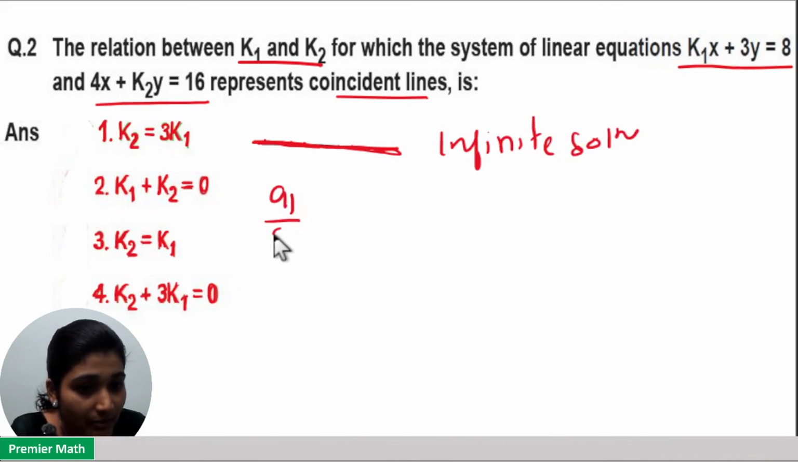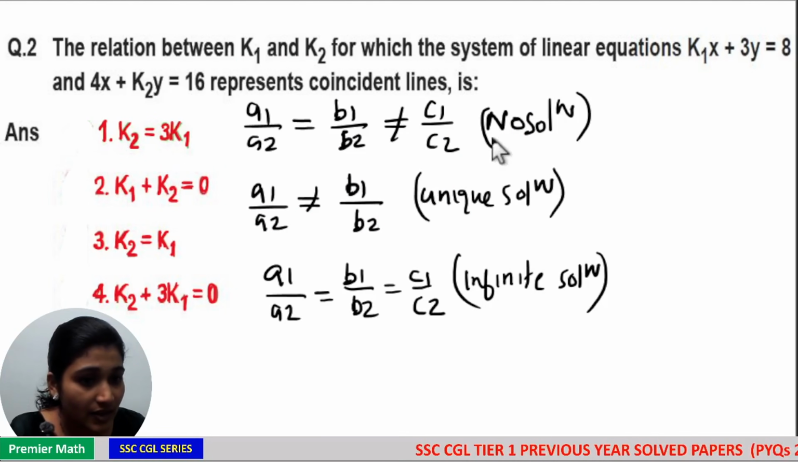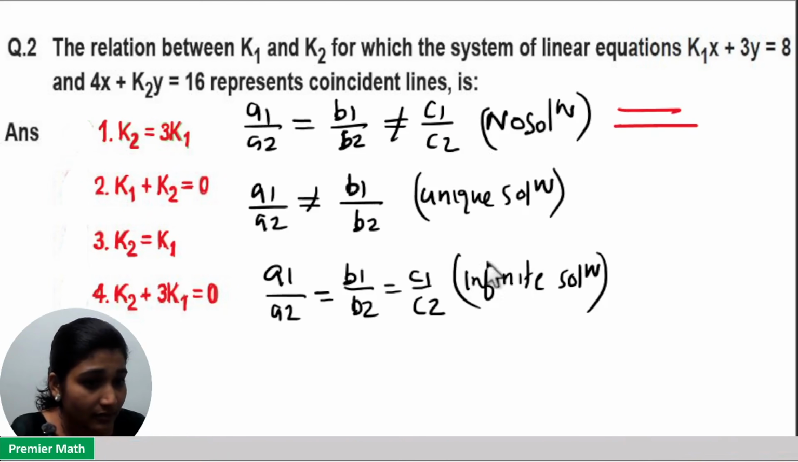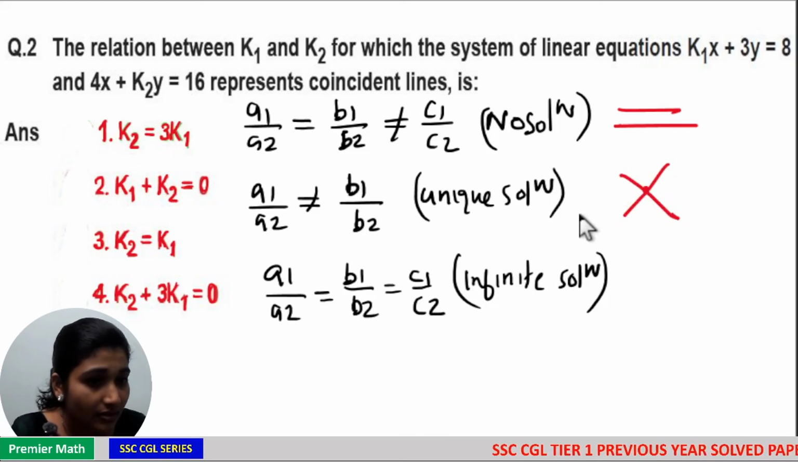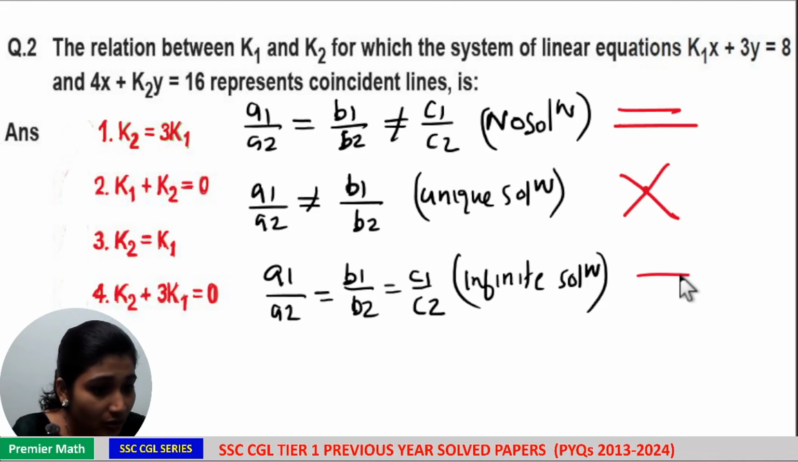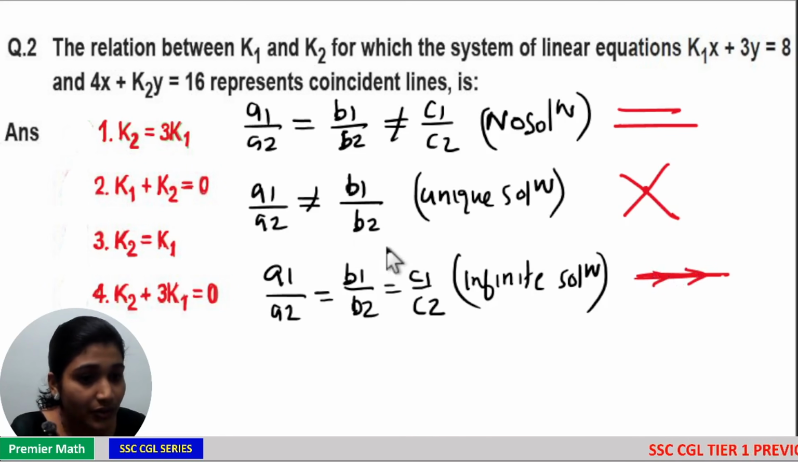So in that case, a1 by a2 should be equal to b1 by b2, that should be equal to c1 by c2. Also, some other conditions are there. Here, in case of no solution, it is a parallel line. In case of a unique solution, it is an intersecting line, that is intersecting at only one point, which means a unique solution. Now, infinite solution means overlapping lines. Two lines are overlapping, coincident lines. So remember this way.